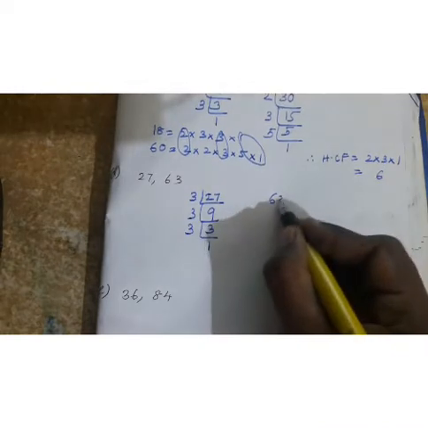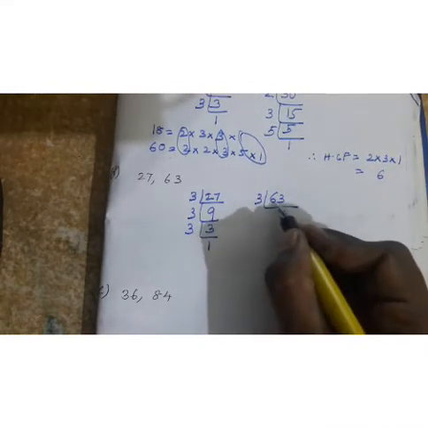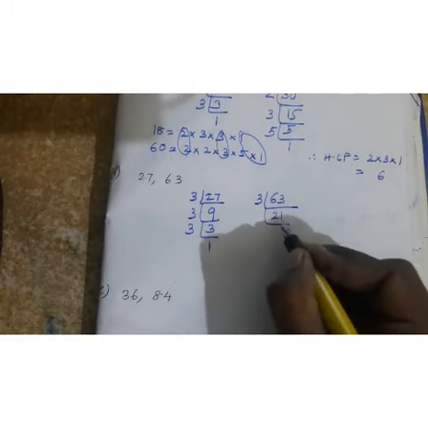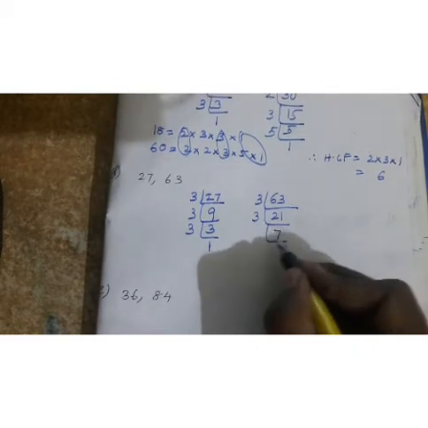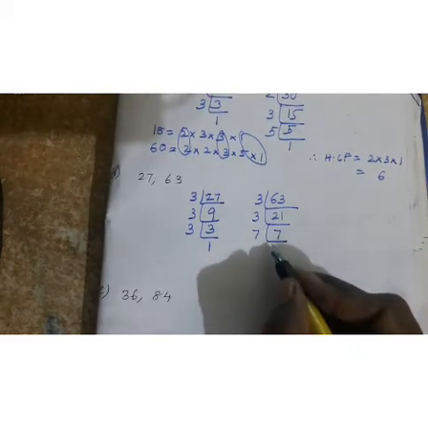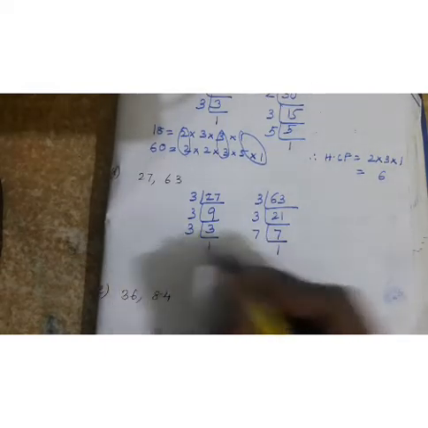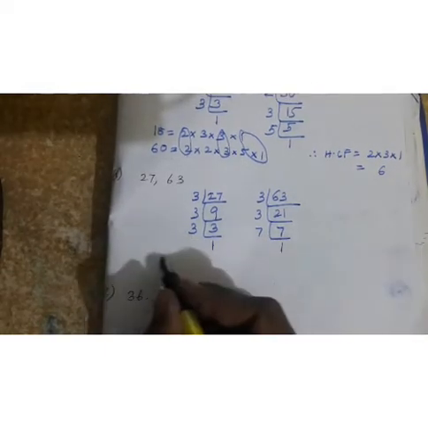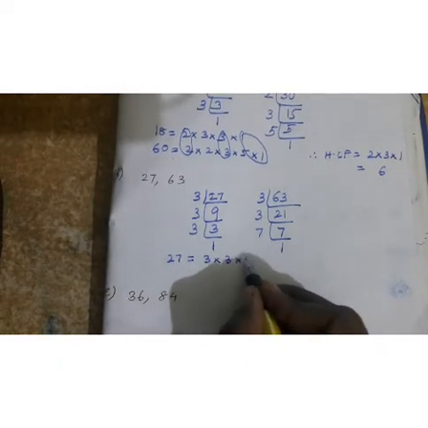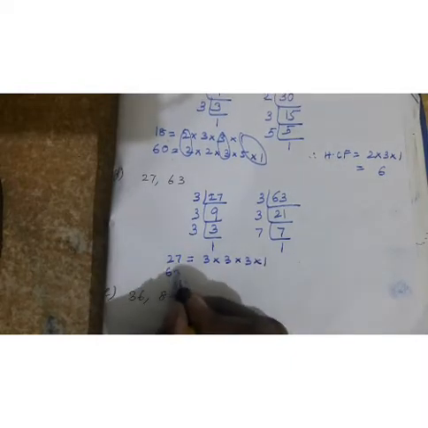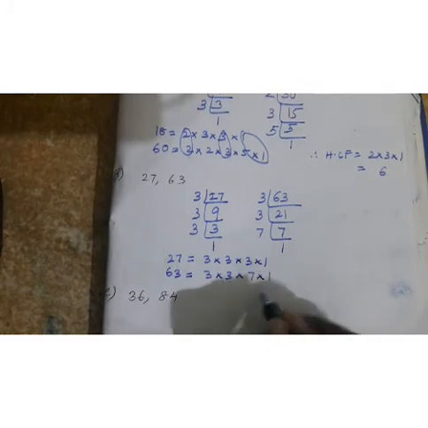Now find the prime factors of 63. 63 divided by 3 gives 21. 21 is divisible by 3. 21 divided by 3 gives 7. 7 is a prime number which divides by itself. 7 divided by 7 gives 1. Now write the prime factors of 27 and 63. 27 equals 3 into 3 into 3 into 1. 63 equals 3 into 3 into 7 into 1.